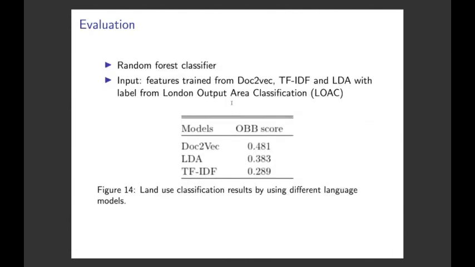In the end, I would briefly talk about how we evaluate this model. We use a random forest classifier, and the input is the features we get from the Doc2Vec model, and also the features from frequency-based methods like term frequency-inverse document frequency and latent Dirichlet allocation. We labeled it with the London Output Area Classification, and we will see the performance of this prediction by this classifier.